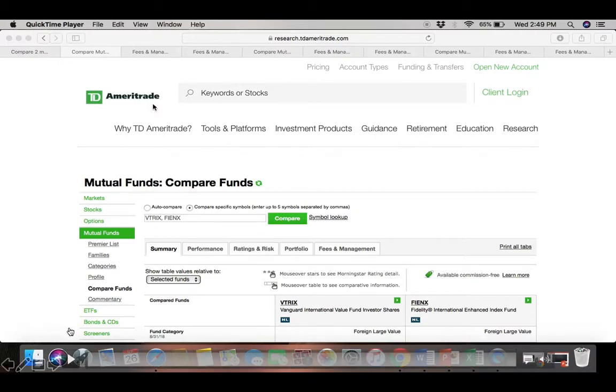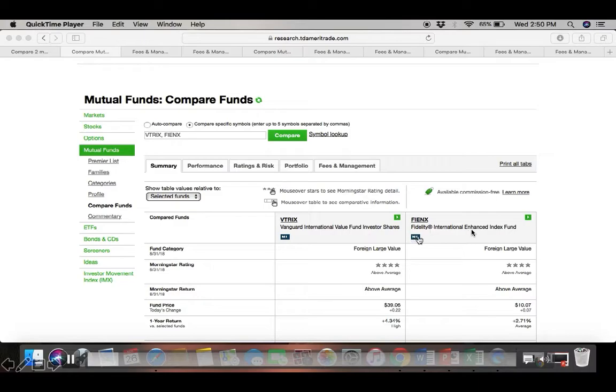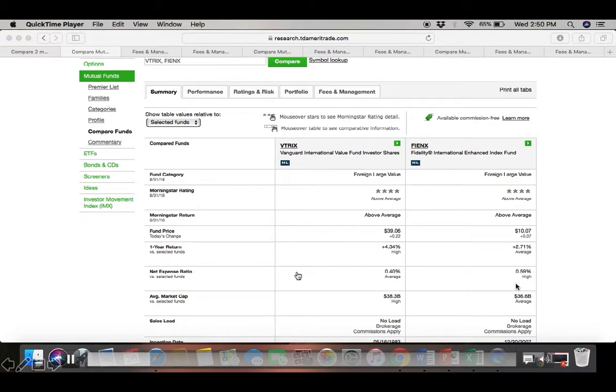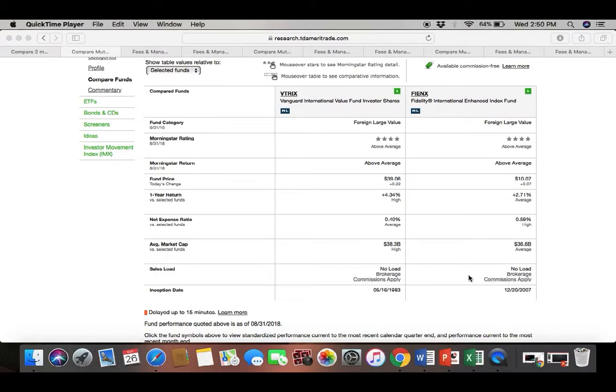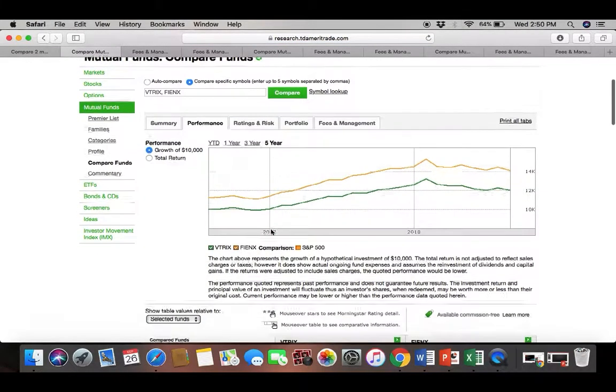The first one we're going to look at comes from the international funds, and all of this comes from the Ameritrade website. We're going to do a side-by-side comparison of the Vanguard International Value Fund and the Fidelity International Enhanced Index Fund. Looking at the expense ratio, Vanguard has 0.4% and Fidelity has 0.59%, which is a little bit high. Neither one of these has a load, which means we're not paying anything to invest at the beginning or the end, because you can have a front load or a back load.